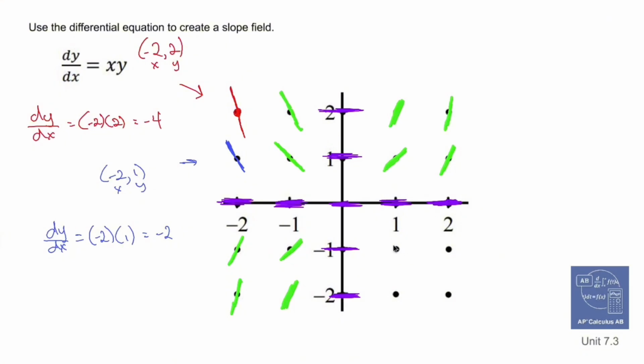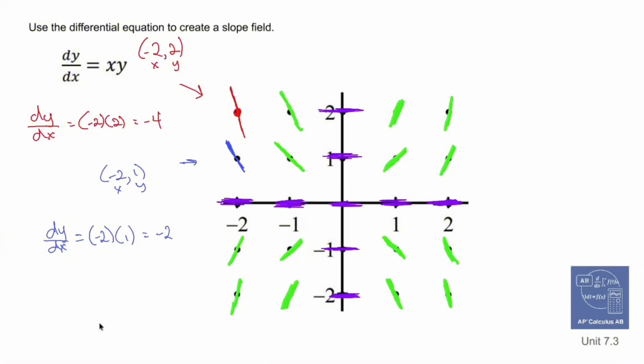Negative 1 times 1 down here is going to be as diagonal as can be. 1 times negative 2 is going to be a pretty steep slope. Negative 1 times 2 right here is going to be the same as what we just drew out. And negative 2 times negative 2, positive 4 rather, is going to be a steep positive slope.